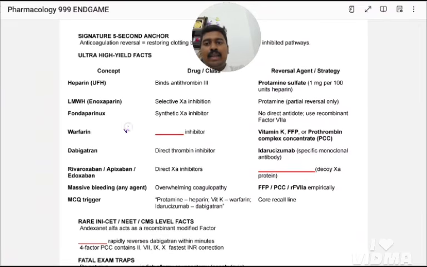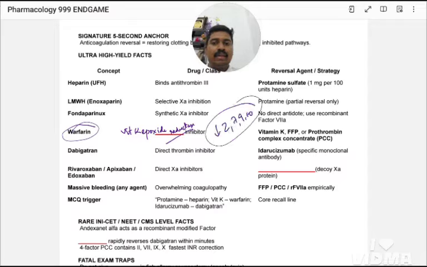It is vitamin K. This is a very important question. It is repeated many times. Vitamin K epoxide reductase, this is the enzyme. Inhibition is the mechanism of warfarin that causes decreased levels of factors 2, 7, 9, 10. These are vitamin K dependent factors.